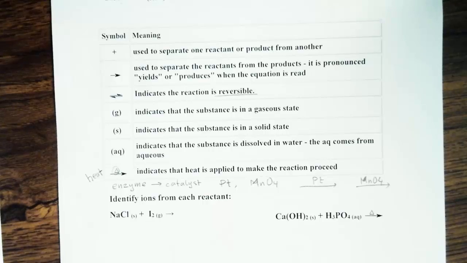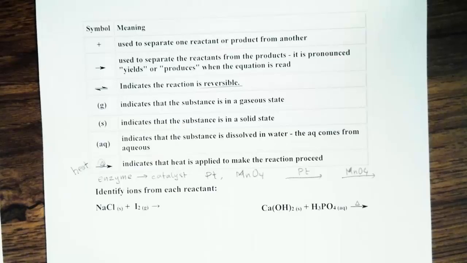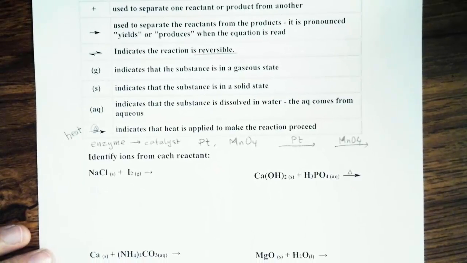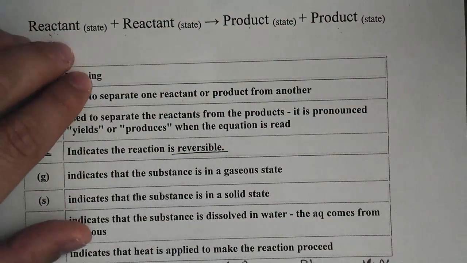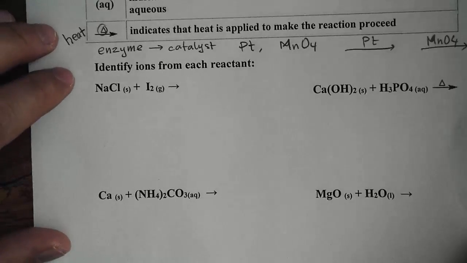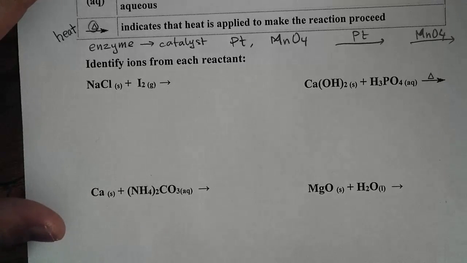So before we start predicting the product, we first need to look at the reactant. What do we learn about the reactant? Before we can actually determine what products are being made from the reactant, we need to look at the reactants. Specifically, what ions are produced from the reactant, or in this case, if we have multiple reactants, what ions are produced from all of those reactants.